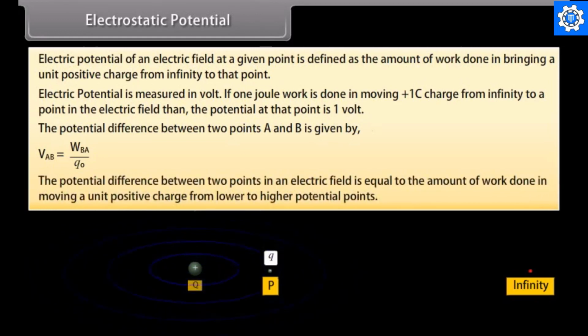The potential difference between 2 points in an electric field is equal to the amount of work done in moving a unit positive charge from a lower to a higher potential point.